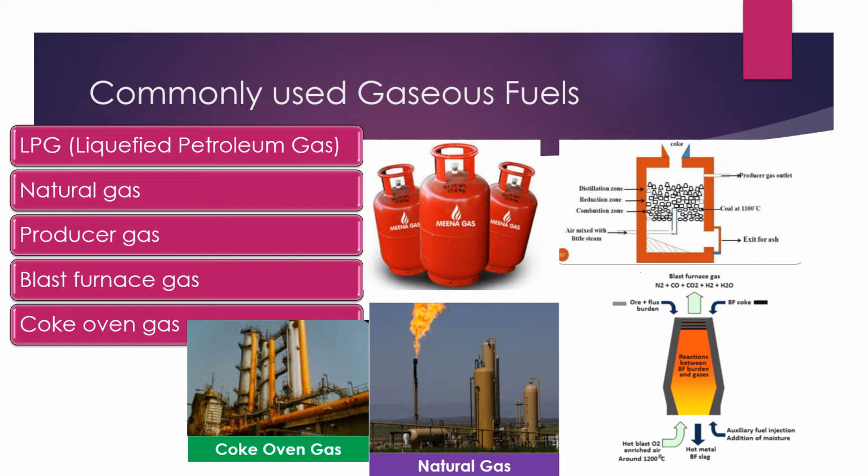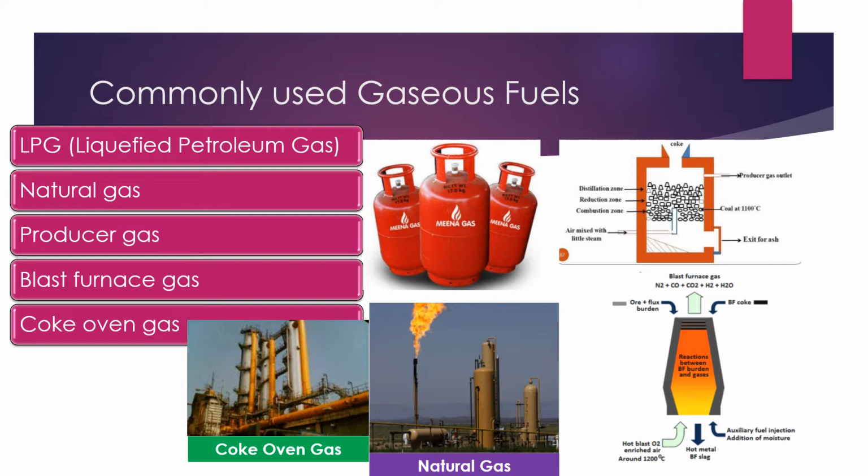Liquefied petroleum gas is a fuel gas made of petrol which contains a flammable mixture of hydrocarbon gases, most commonly propane, butane, and propylene. Natural gas is a naturally occurring mixture of gaseous hydrocarbons consisting primarily of methane in addition to various smaller amounts of other higher alkanes.